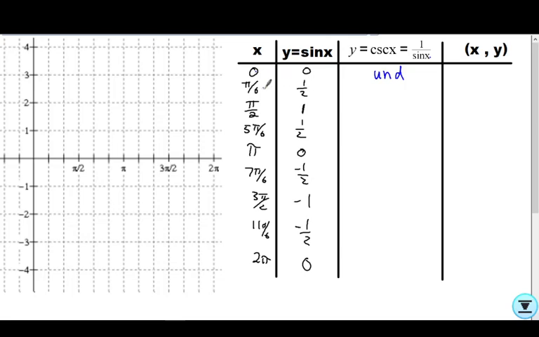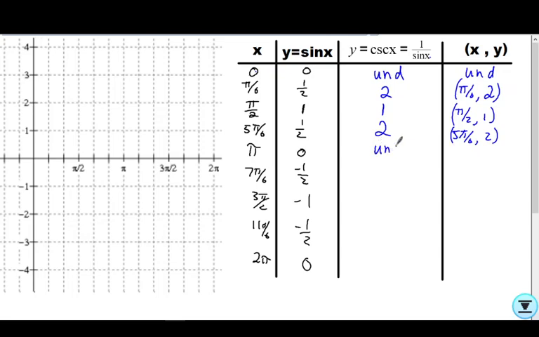Now, same thing for pi over 6. Sine is 1/2. The reciprocal of 1/2 is 2. So I'm going to write this is undefined. So pi over 6, 2. Then the reciprocal of 1 is still 1. So this is pi over 2, 1. The reciprocal of 1/2 is 2. So 5 pi over 6, 2.